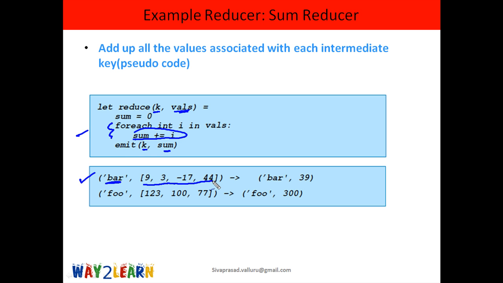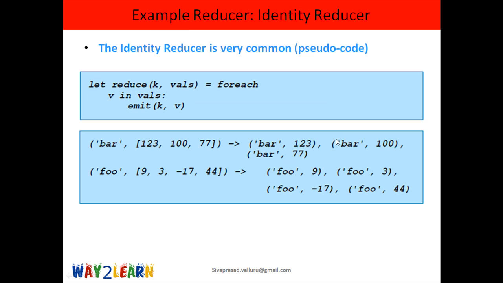So if bar comma list of all these values is given to reducer, reducer may emit bar comma 39, sum of all these values. In this case foo colon sum of all these values. This can be an example of sum reducer. And identity reducer, this can be very important for some interviews as well. In some interviews they may ask, what is this reducer? Identity reducer. A reducer which emits key value pair for each value is an identity reducer.